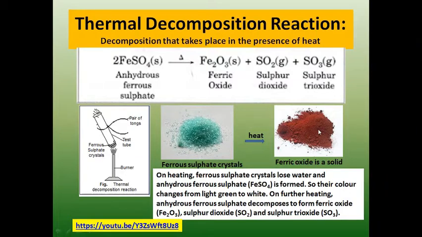On further heating, no, it is right, it first changes from green to white. On further heating, anhydrous ferrous sulfate decomposes to form ferric oxide, which is brown in color. Sulfur dioxide and sulfur trioxide are the two gases which are evolved, and these gases give the smell of sulfur. Okay, you can watch this activity on the link given below. You can click on the link and watch this activity on my channel.